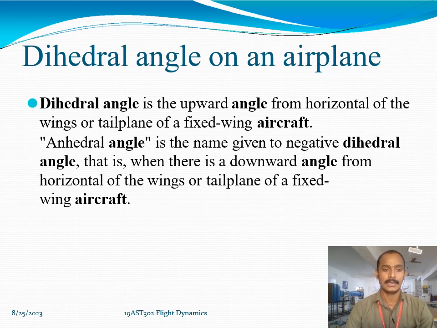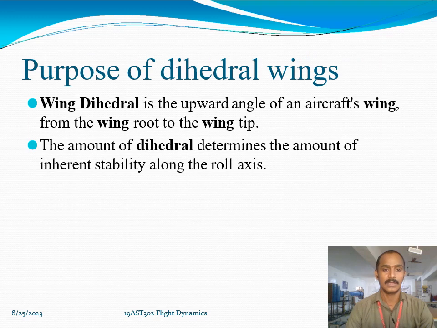Whereas an anhedral angle is a name given to negative dihedral angle, that is when there is a downward angle from horizontal of the wing or tail plane of the fixed wing aircraft. So it is the angle between the root and tip of the aerofoil or the wing, where you can understand the dihedral position of the wing. The main purpose of the dihedral wing is that we can change the angle of the aircraft wing from the wing root to the wing tip.